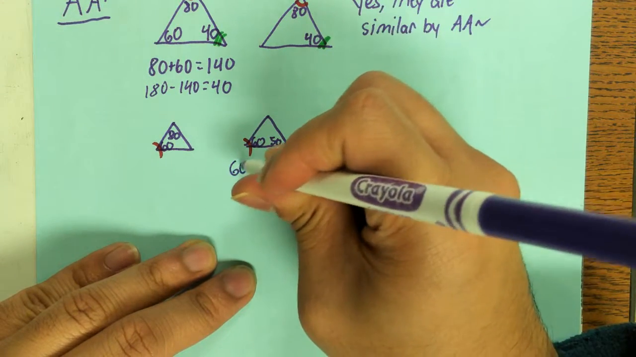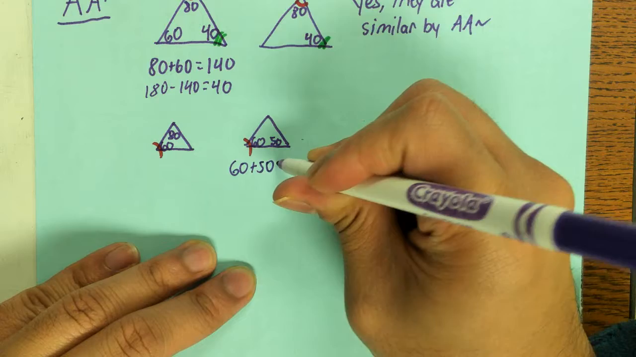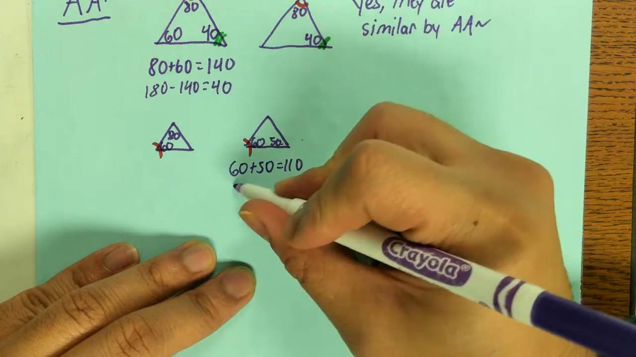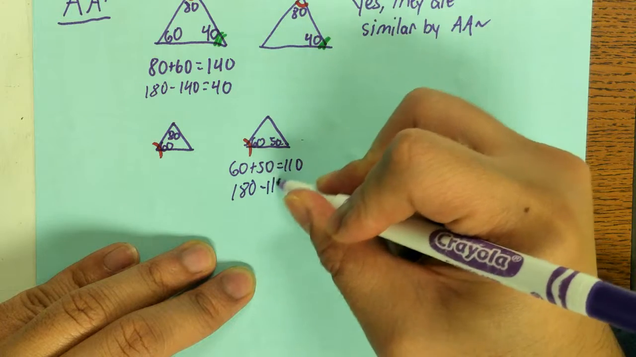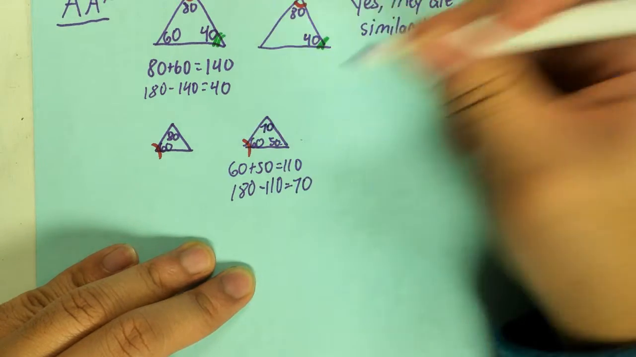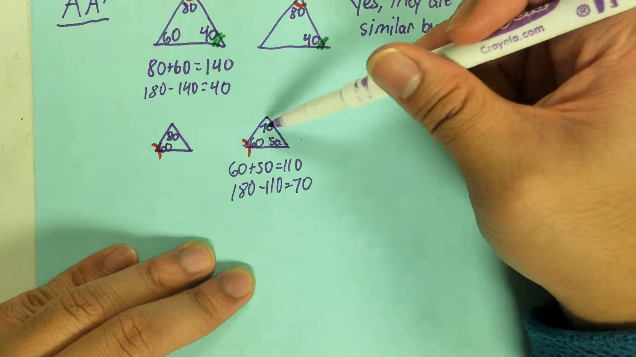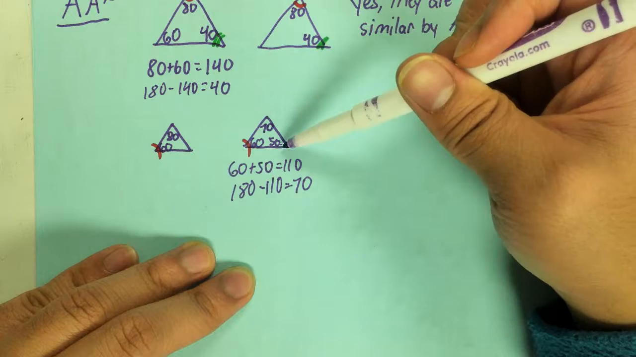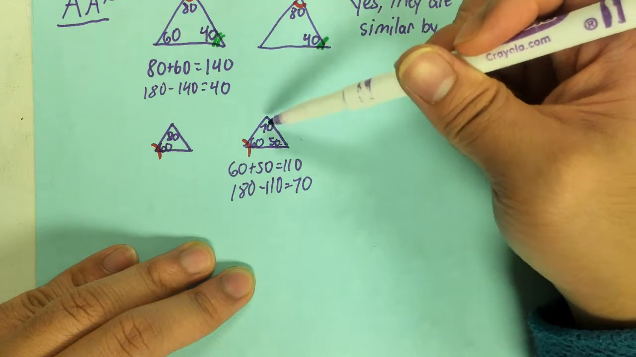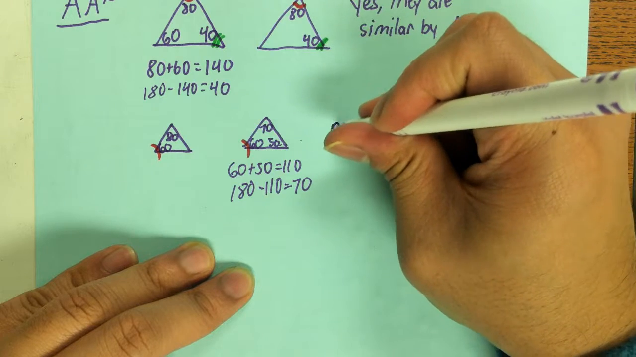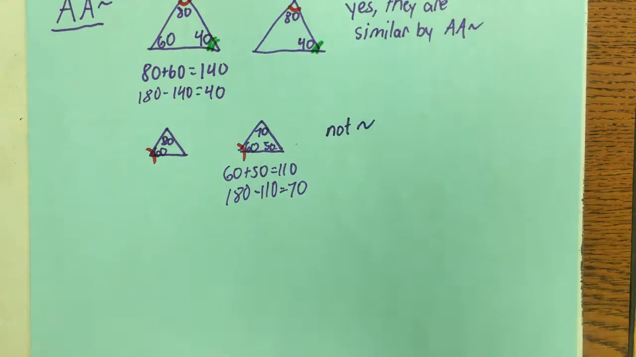So we can check. 60 plus 50, that's 110. I added these two angles together. 180 minus 110 gets me 70 degrees. That means up here 70 degrees. Once we see a pair of angles that's not the same, that's 70, that's 80, that's 50, that's 80. So these two, none of them are the same as the 80. That means not similar.